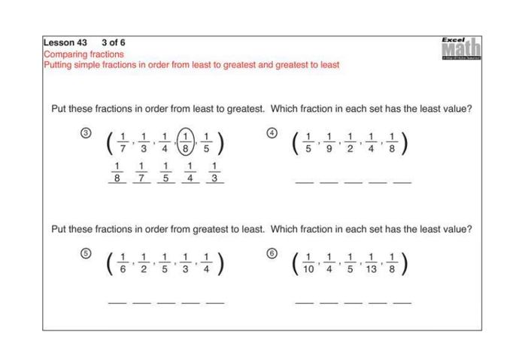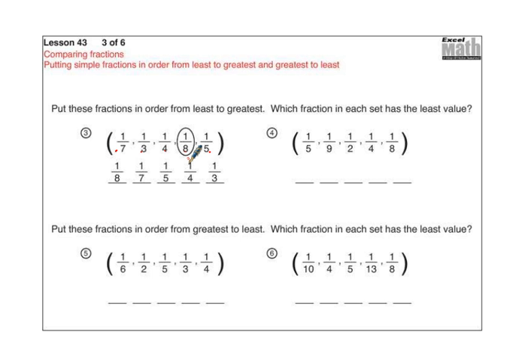So it says, put these fractions in order from least to greatest. Which fraction in each set has the least value? Okay, so we have 1/7, 1/3, 1/4, 1/8, and 1/5. Which one of these is the smallest? Well, normally you would look at the 8 and you'd say, well, the 8 is the biggest because 8 is bigger than 7 and 5 and 4 and 3.